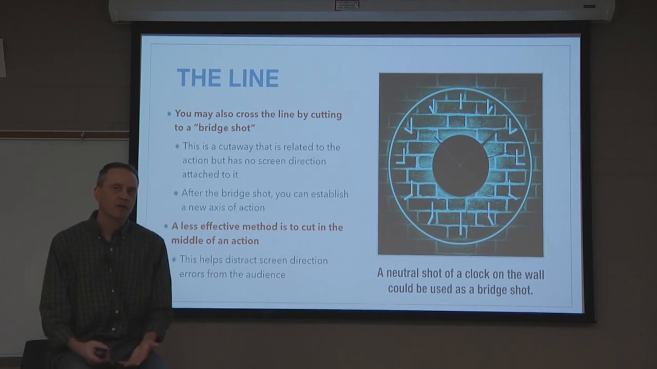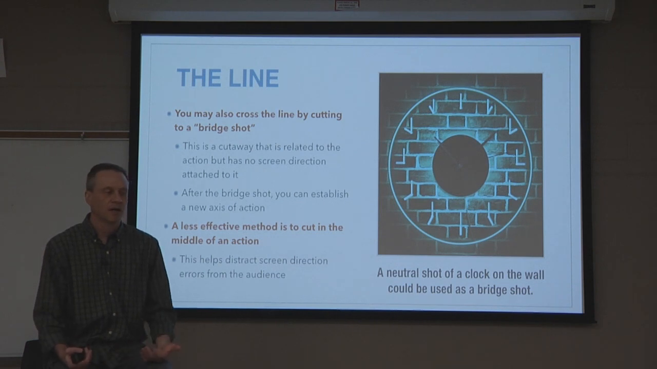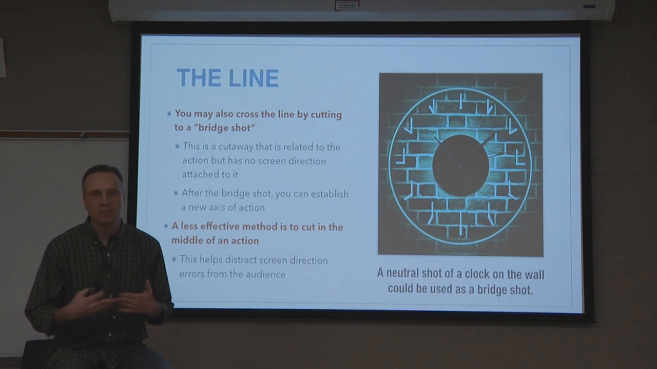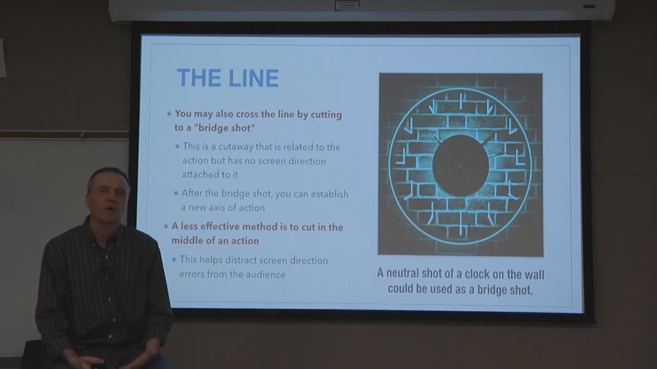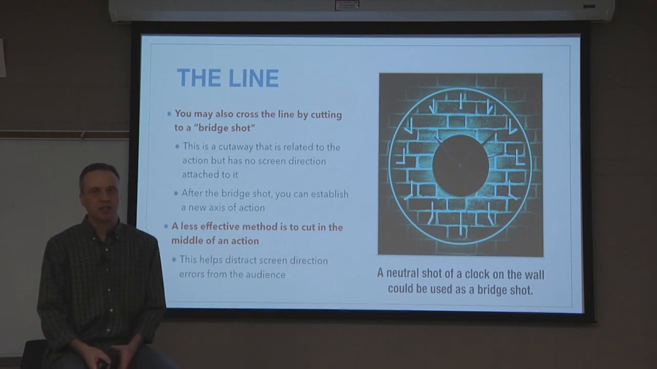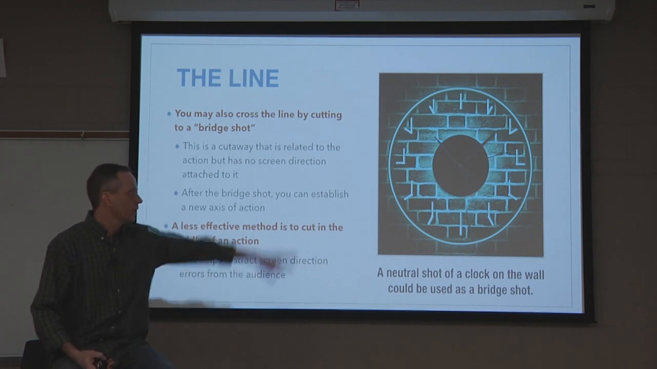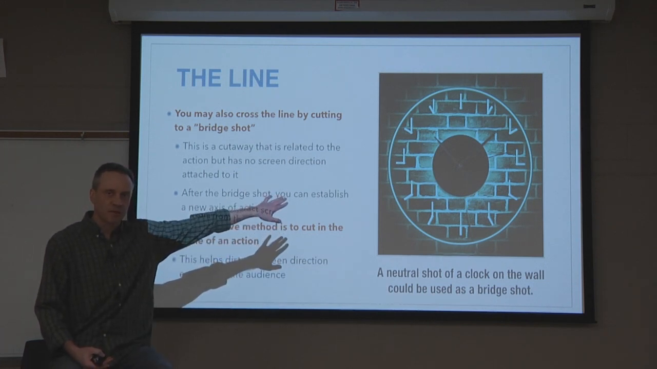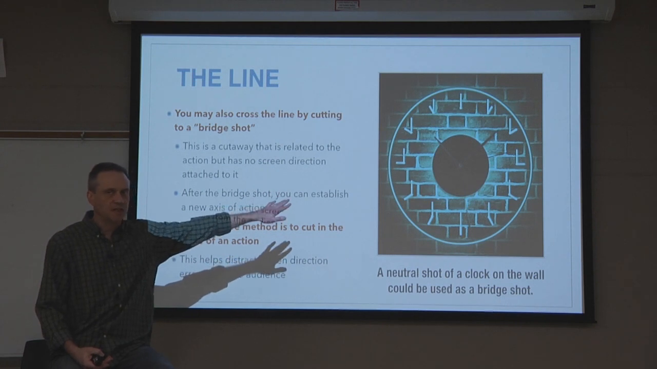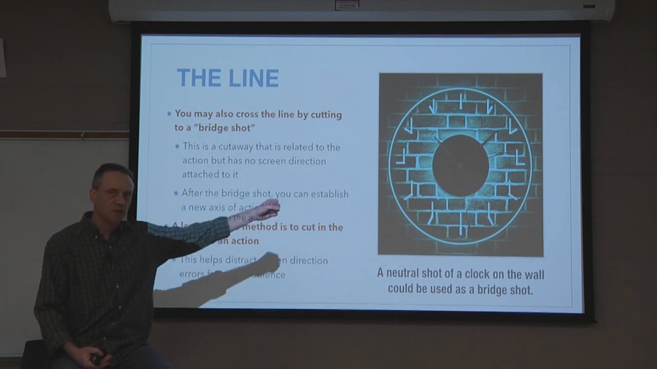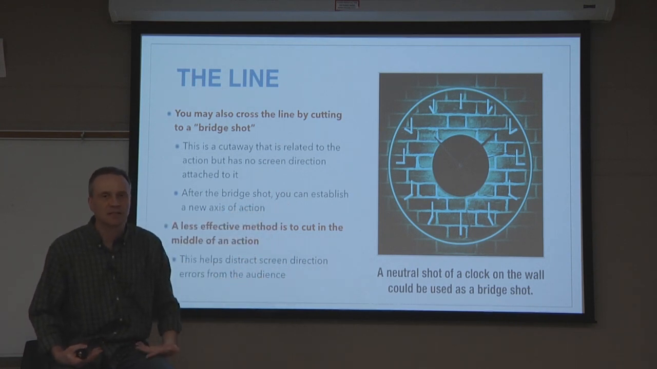You got some other options as well. Let's say you've got a tricky cut where you accidentally hop the line and you don't know how to cut between those two shots without having a jarring edit. Well, one thing you might try is something called a bridge shot. A bridge shot is simply a screen direction neutral image, like this clock on the wall. There's no screen direction attached to this. So we can cut to an image like this as long as it makes sense to the story, right?